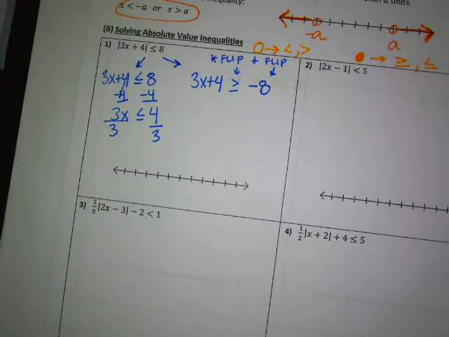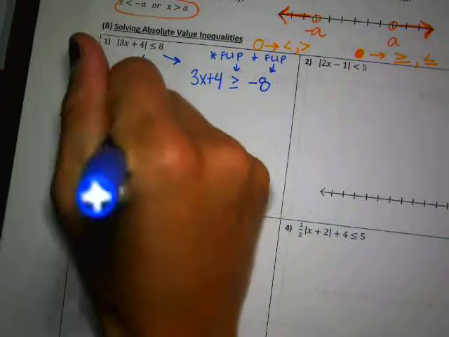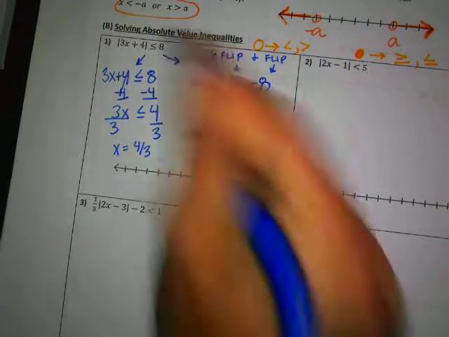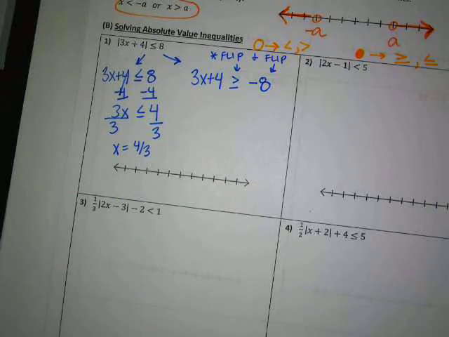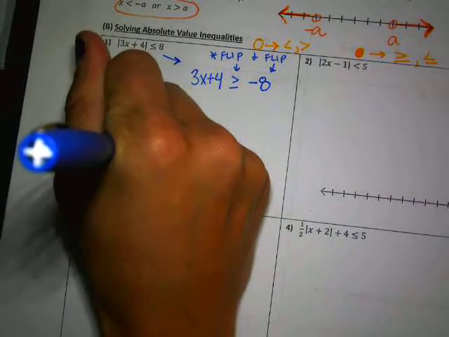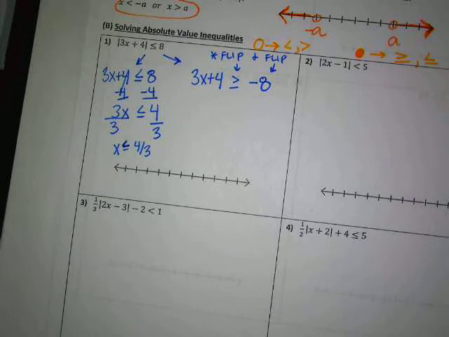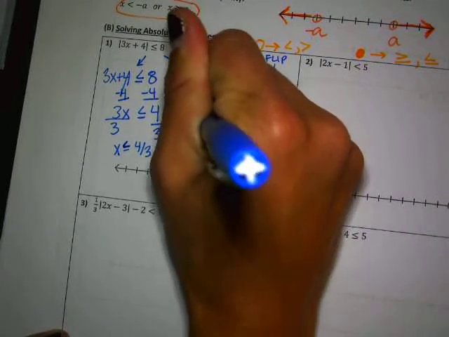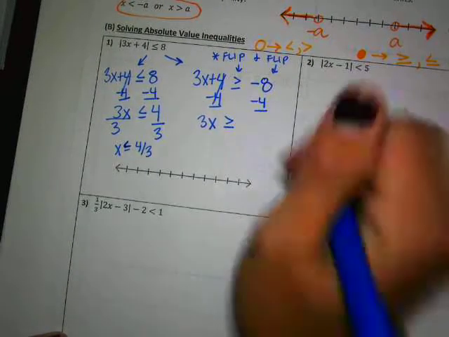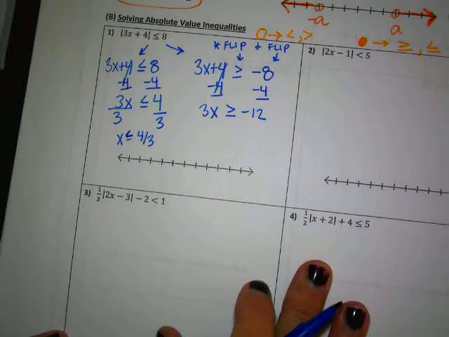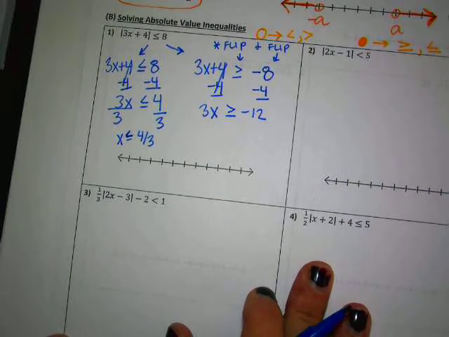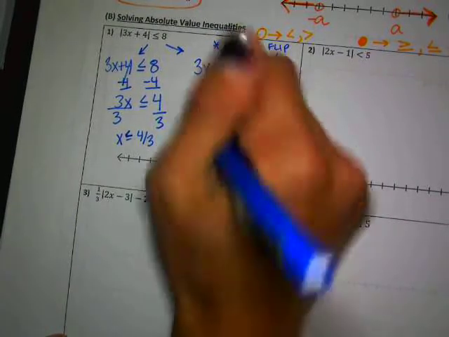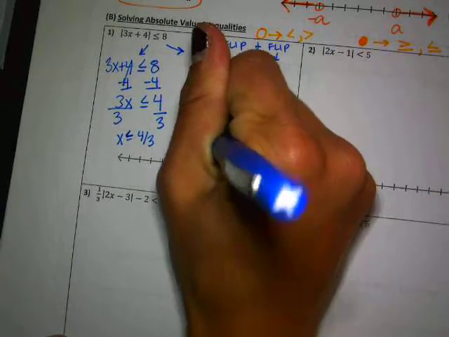And then to get rid of the 3, you divide by 3, so x is less than or equal to 4 thirds. So now we're going to do it to the other side. Minus 4, minus 4. 3x is greater than or equal to negative 12. Then you divide by 3 on both sides to get x greater than or equal to negative 4.